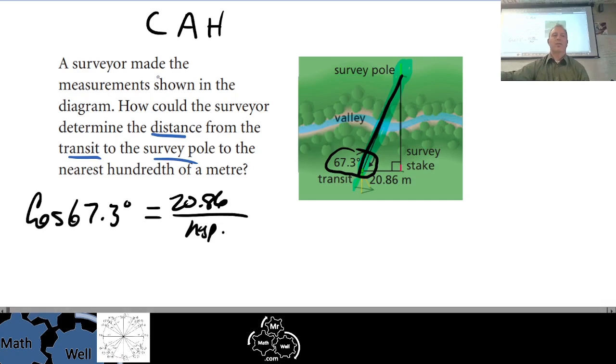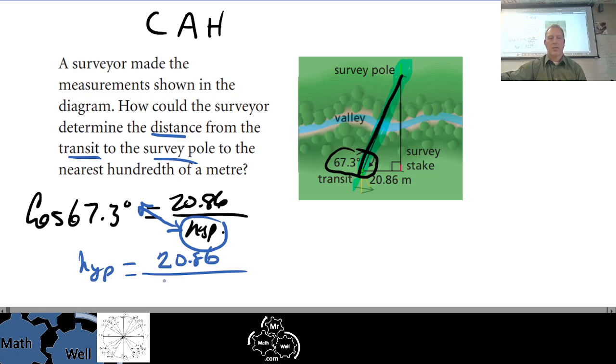So again, these proportions are really easy. You're going to multiply both sides by hypotenuse, divide both sides by cos 67.3. Or in reality, the shortcut is these two can switch places. If one's on the bottom on one side of the equation, one's on the top on the other side of the equation, then they can always just switch places. So hypotenuse is equal to 20.86 divided by cos of 67.3.